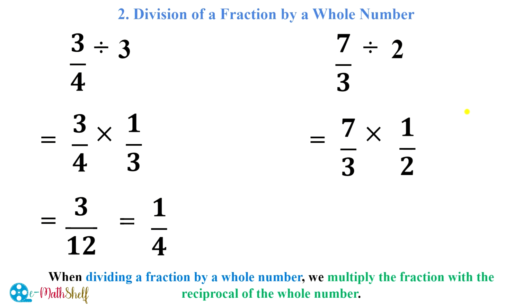Now we will simply multiply these two fractions. We know that 7 into 1 will give us 7 and 3 into 2 will give us 6. So hence we will get the fraction 7 upon 6. Let us solve a few more examples.